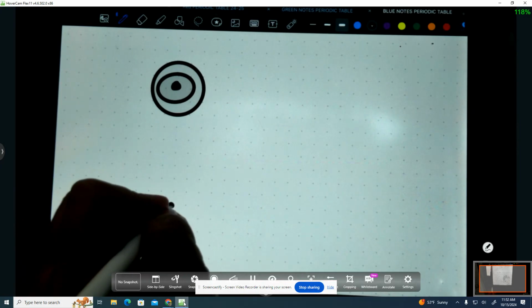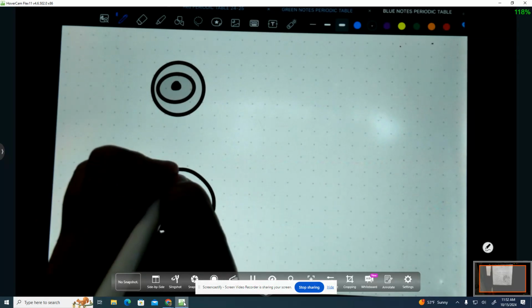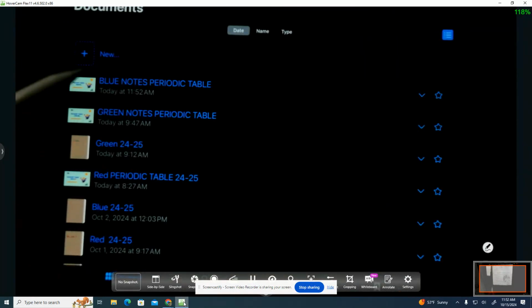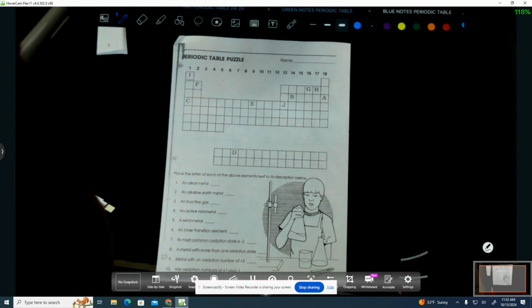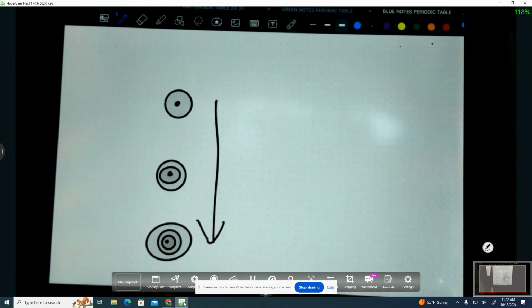Then we get sodium. Hey, that kind of looks like an eyeball. 1, 2, 3. What's the trend as I go down the group? Energy levels, it is, but what's the trend? Is it getting bigger or smaller? It is getting bigger. So the trend is, it is getting bigger. Why? Because you are adding extra energy levels.